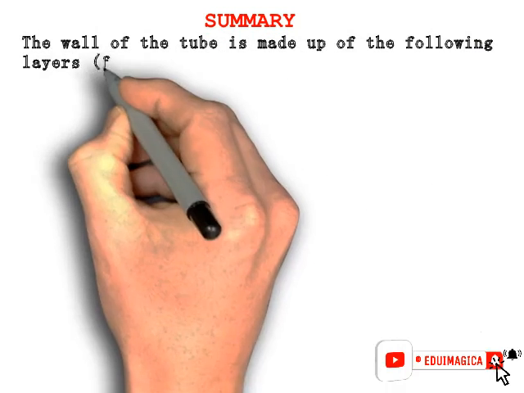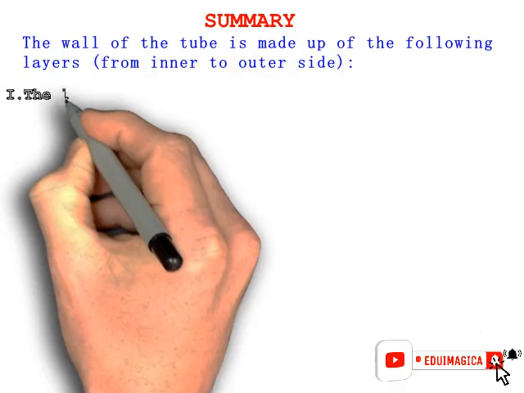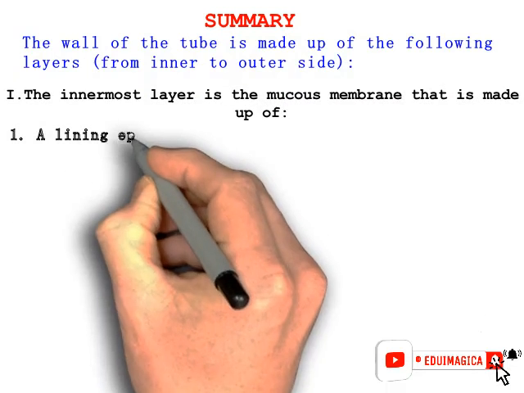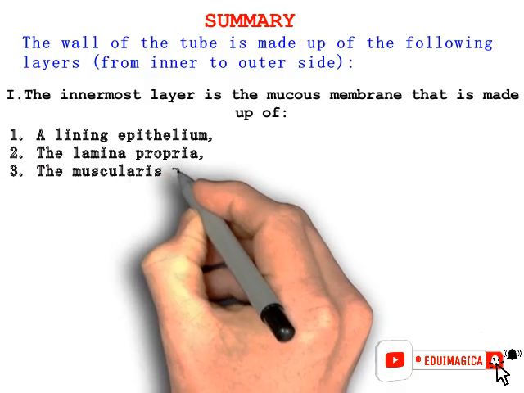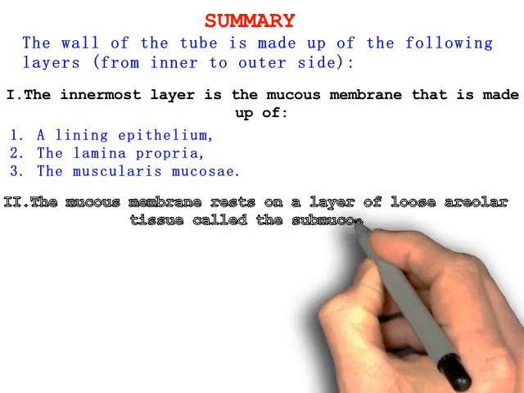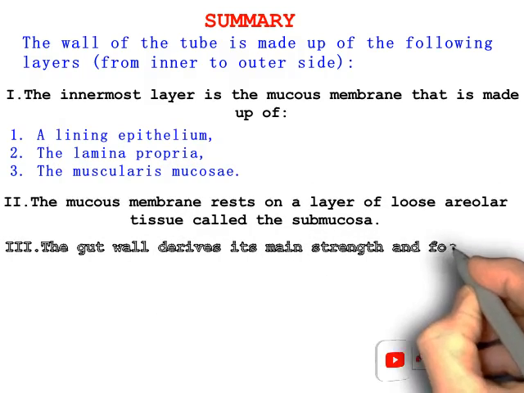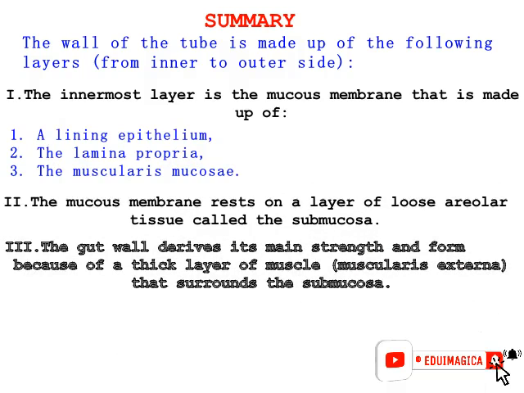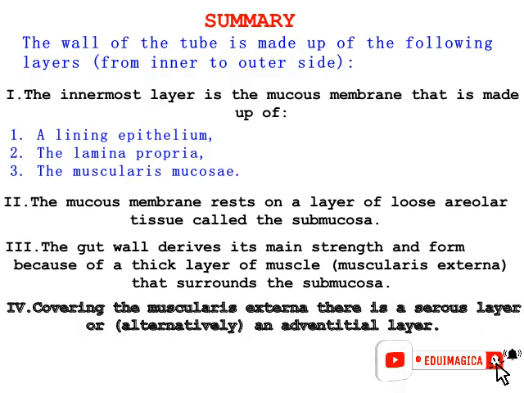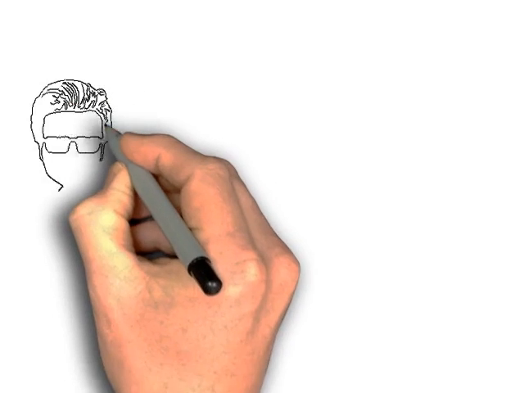Now let's talk about the summary of the whole thing. The wall of the tube is made up of the following layers from inner to outside. The innermost layer is the mucous membrane, which is made up of lining epithelium, Lamina Propria and Muscularis Mucosa. The second layer is the Submucosa. The third is the Muscularis Externa, and the outermost is the serous or the adventitial layer. This was all about the histology of the gastrointestinal tract.